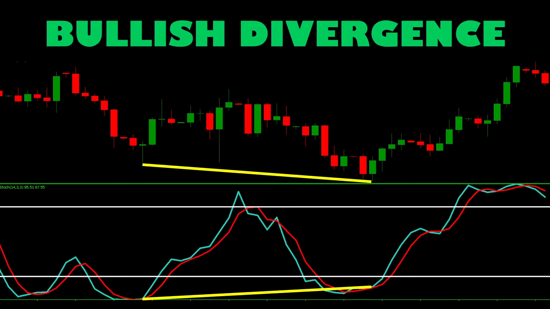The indication here is that selling momentum has exhausted itself and a reversal is due to the upside, hence being called bullish divergence. And here we see that the reversal does come, and there should be plenty of opportunities for you to take profit in the move.